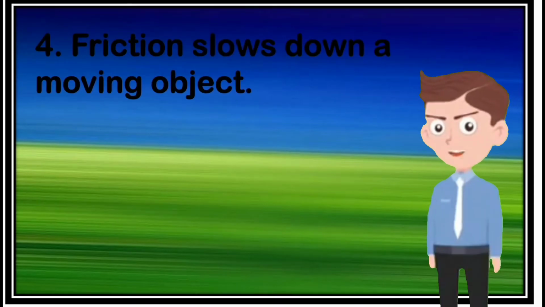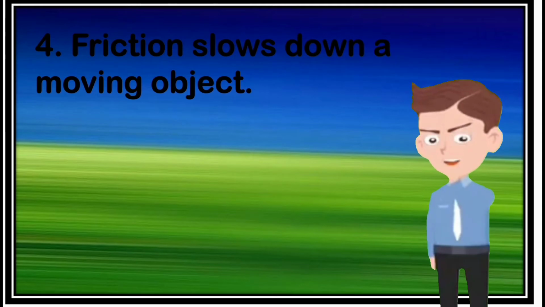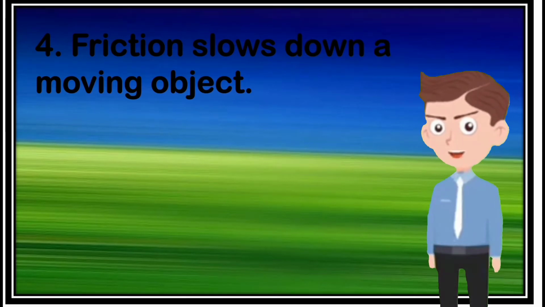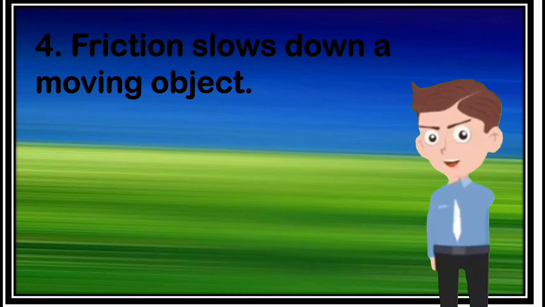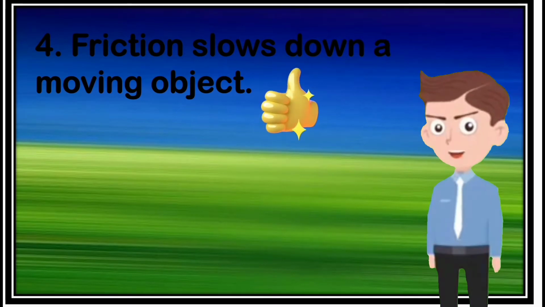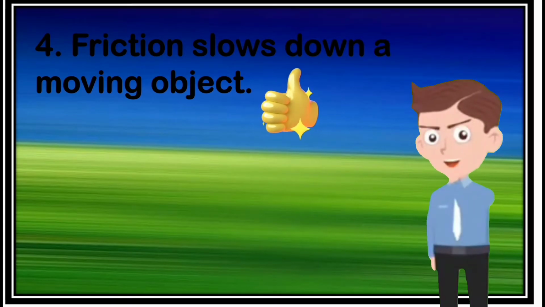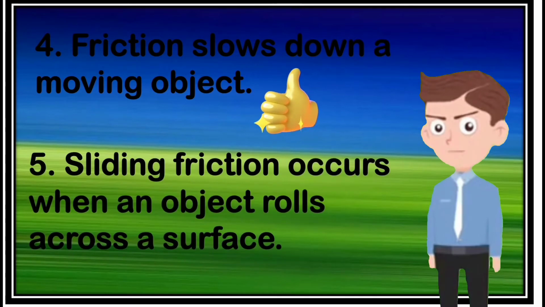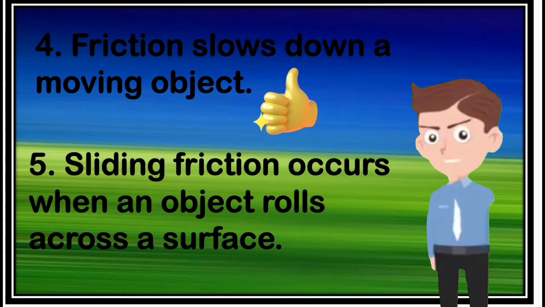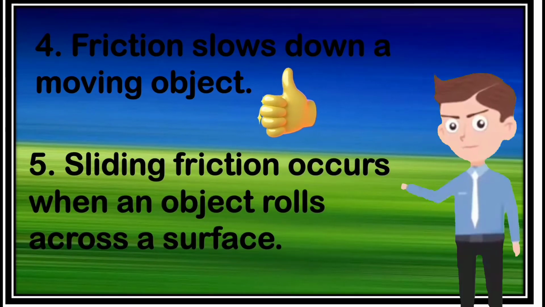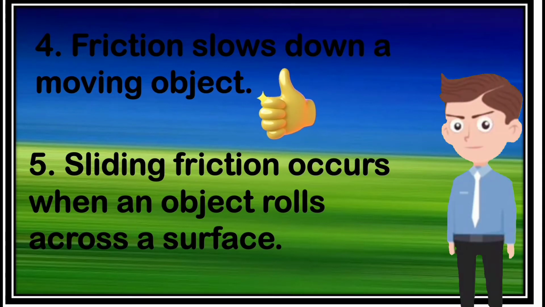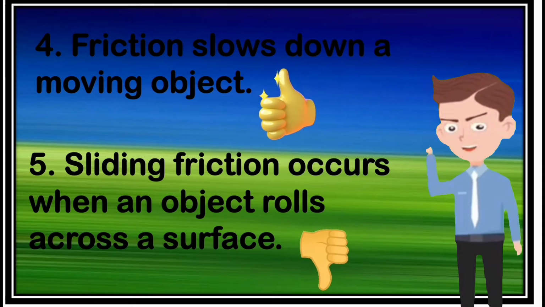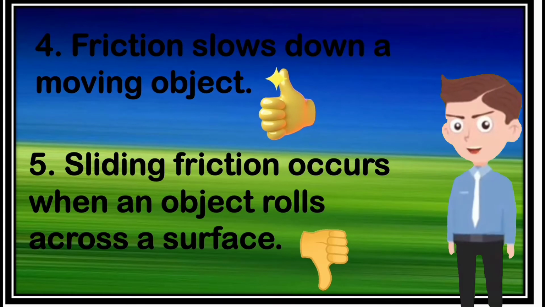Number 4. Friction slows down a moving object. True or false? The answer is true. And number 5. Sliding friction occurs when an object rolls across a surface. True or false? The answer is false.